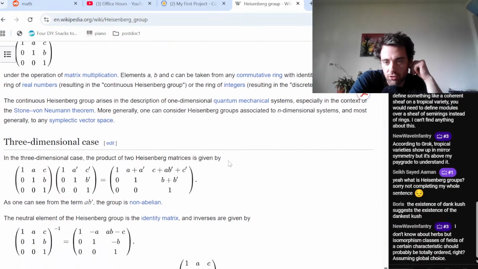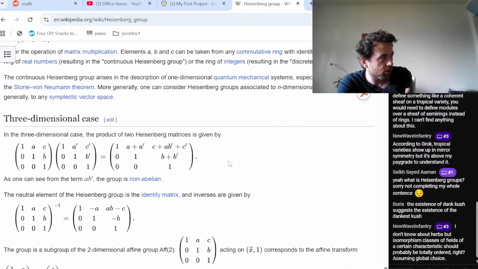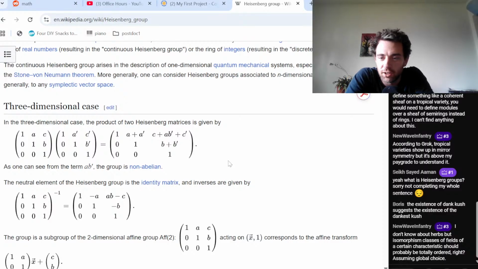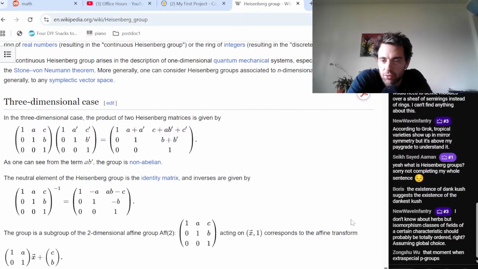Does the existence of dank Kush suggest the existence of dankest Kush? Does the set of all Kush have the least upper bound property? I don't know. That seems like a non-trivial theorem to establish. You don't know about herbs, but isomorphism classes of fields of a certain characteristic should probably be totally ordered, right? Assuming global choice. No, I don't think that's true. I don't think that's true at all. Definitely not true.